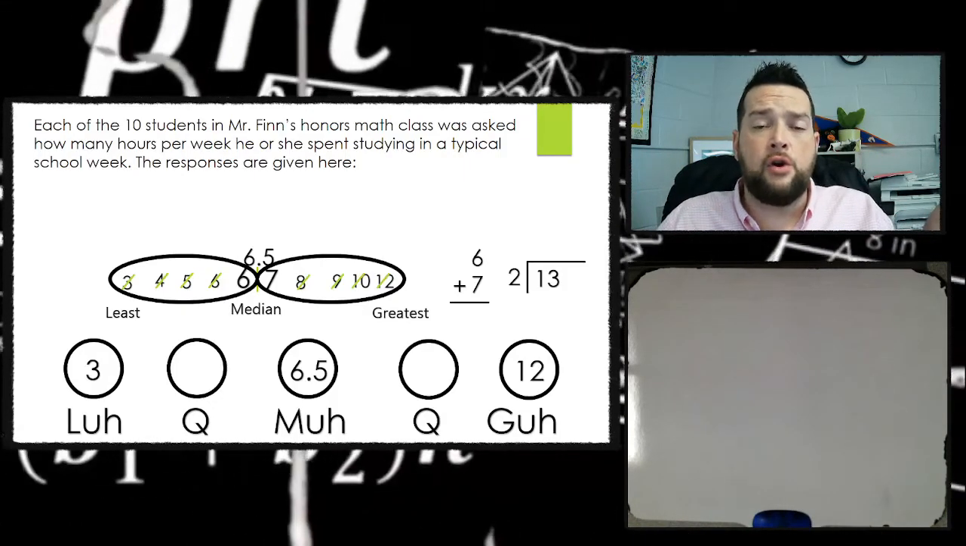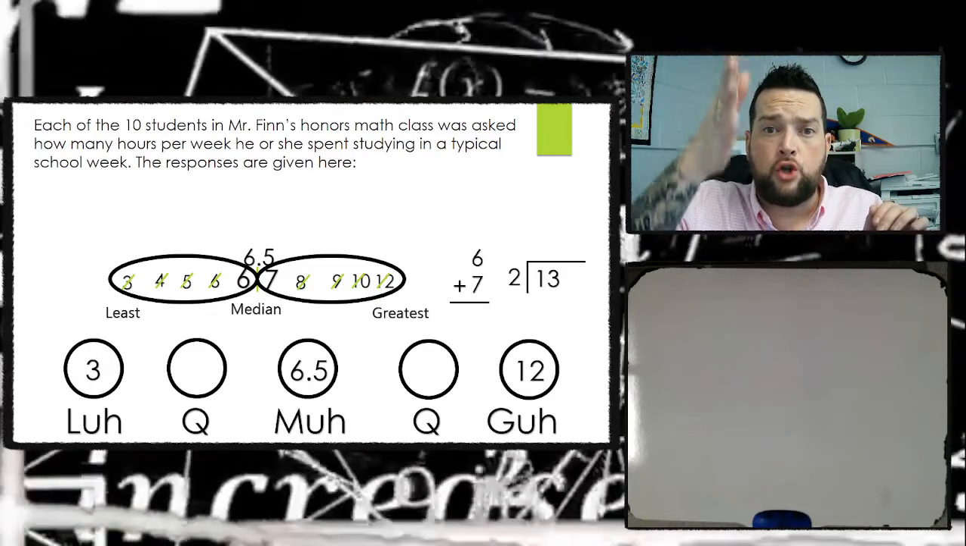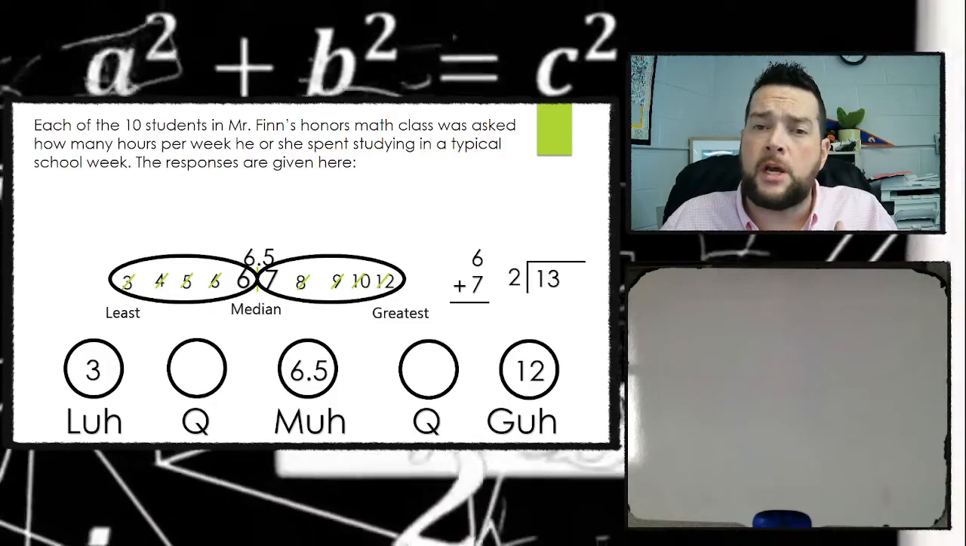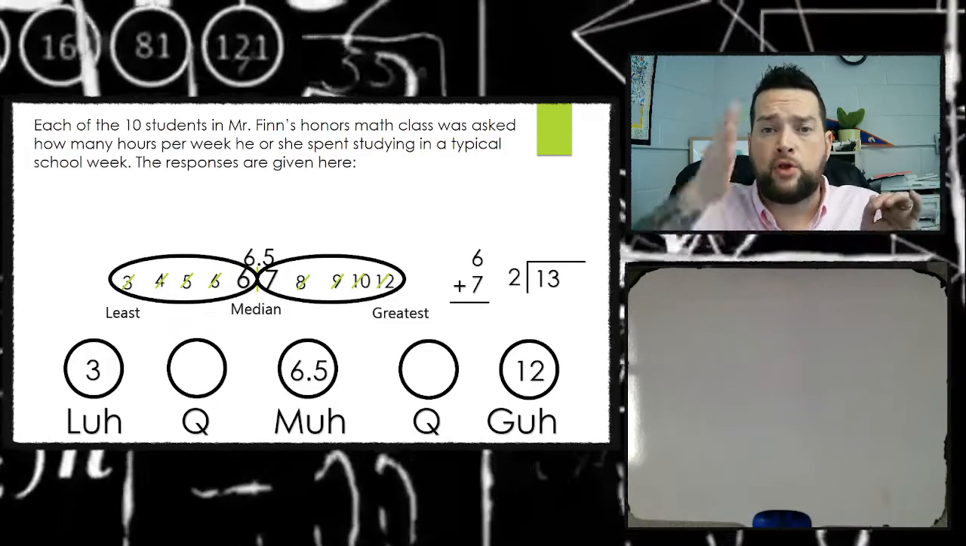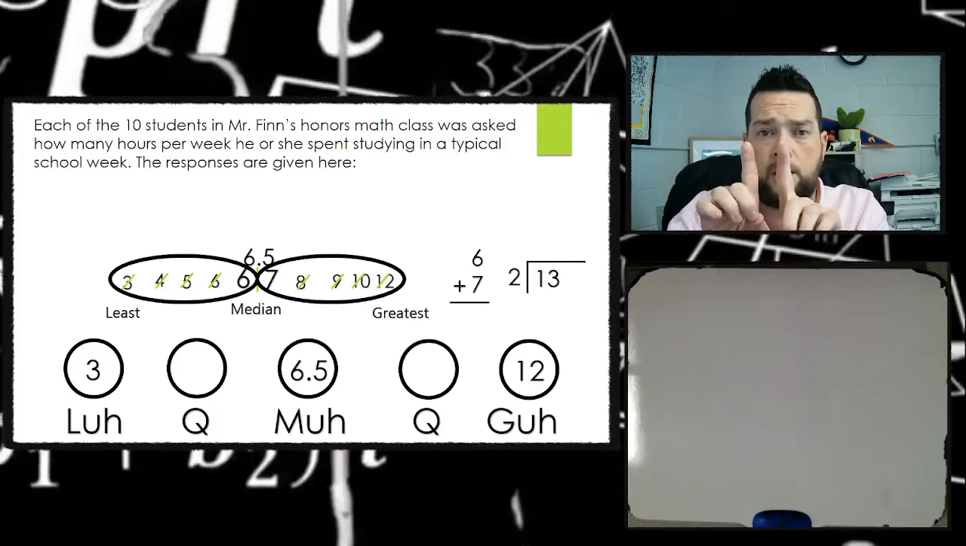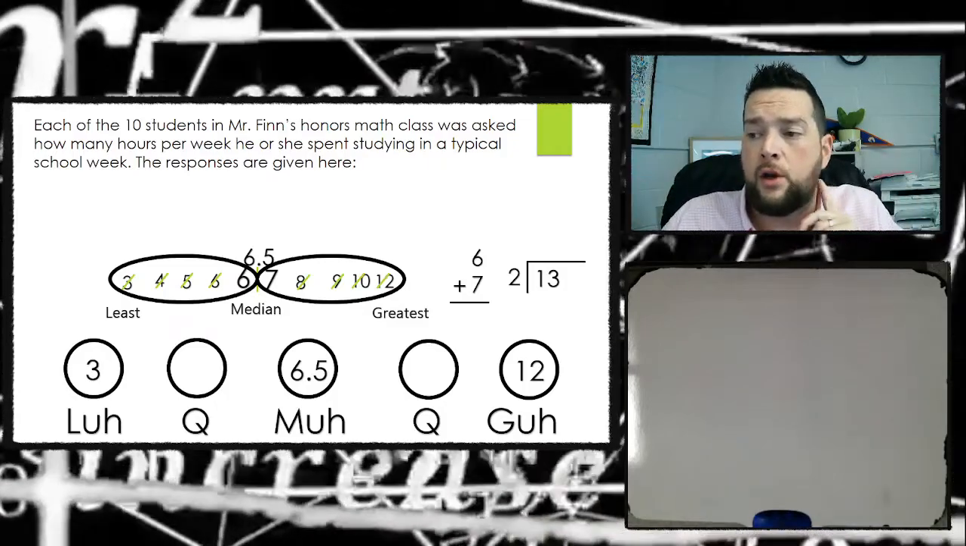So I encourage you, once you find the median, if there are 2 numbers that you had to find that between, draw a line. It's going to be a little bit different with an odd numbered data set. But when you have an even numbered data set, draw a line in between the 2 numbers that are in the middle. That's your median. Then split off your lower half and your upper half.